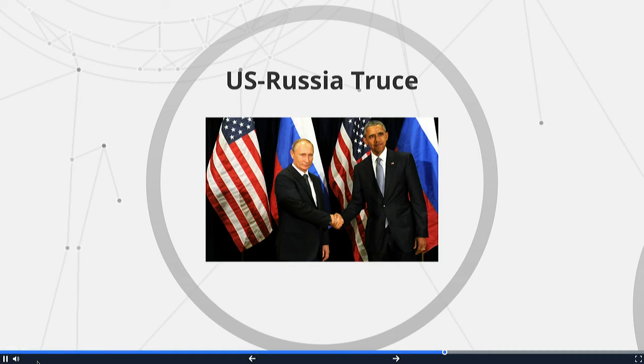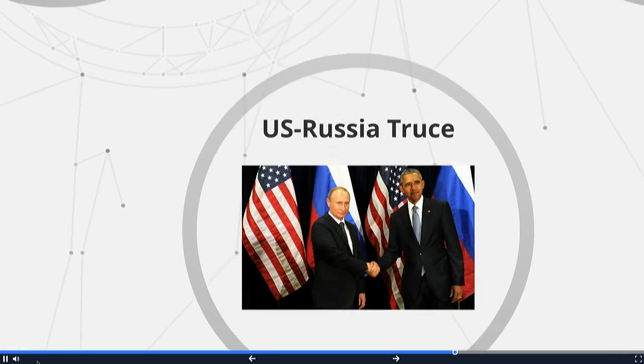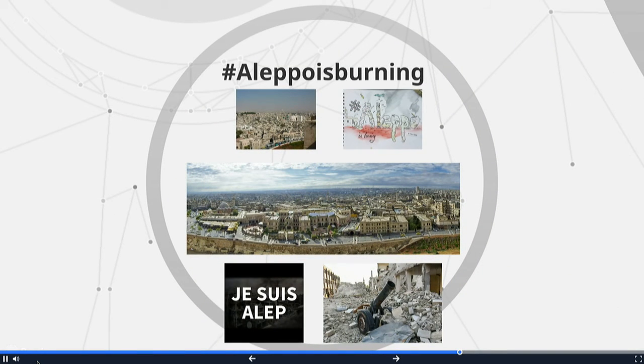On the 20th of February 2016, a truce between the U.S. and Russia called for a ceasefire and a concentration on fighting against ISIS. Throughout May of 2016, a Twitter movement was launched to show solidarity and bring attention to the devastation in Aleppo, with the hashtag Aleppo is burning. This is an excellent example of using social media to attract attention and highlight the emotional aspect of the war.